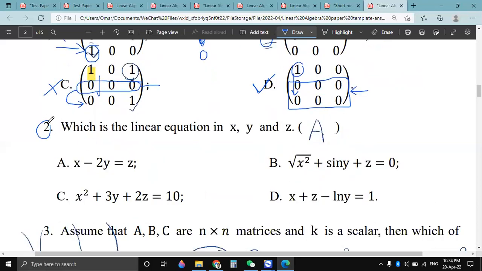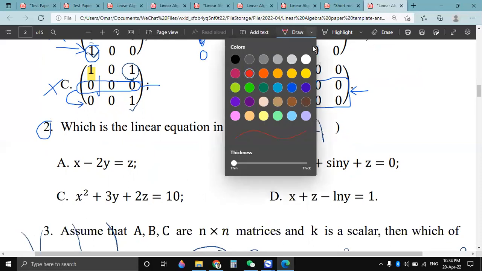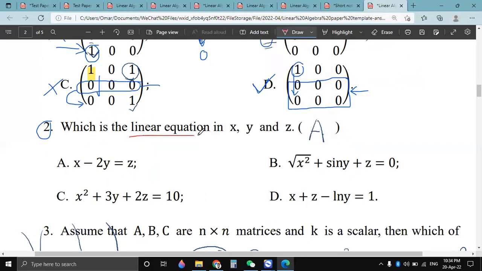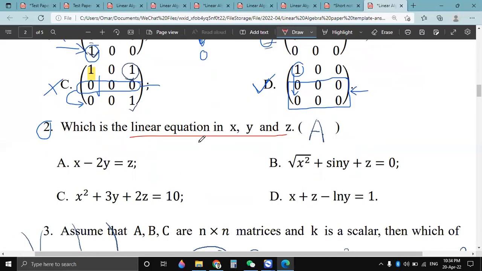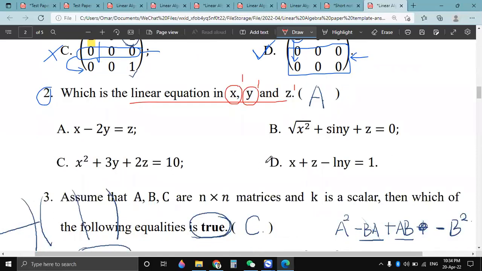And for the second question, which is the linear equation in x, y, and z? So linear equation means that the power of our variable must be only 1. Okay, the power of the variable must be 1. And there will be no functional term.